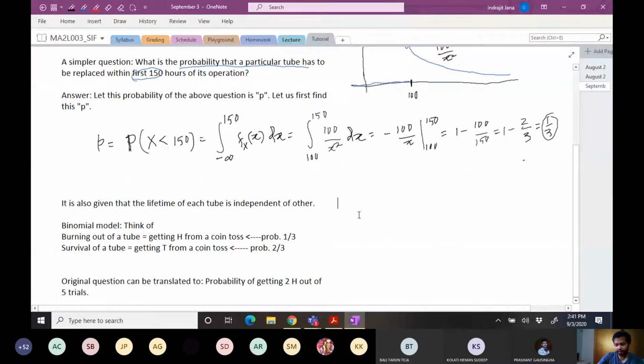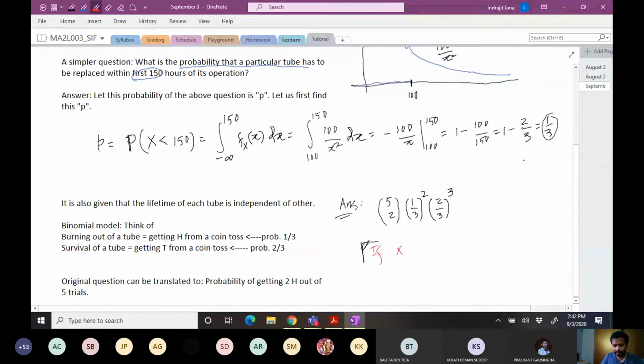And how do you do that? This answer is very simple again. It's again the binomial model. So the answer to the original question is going to be 5 choose 2, times 1/3 squared, and then 1 minus 1/3, which is 2/3, cubed.